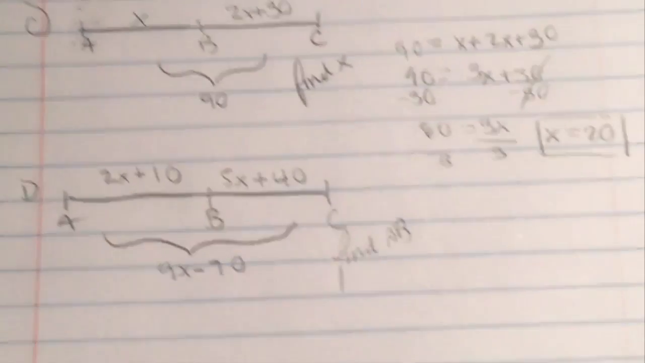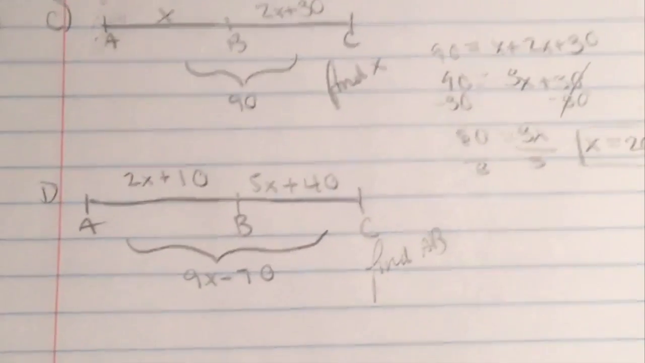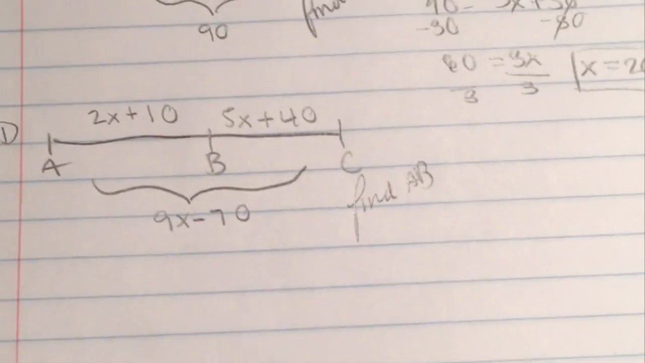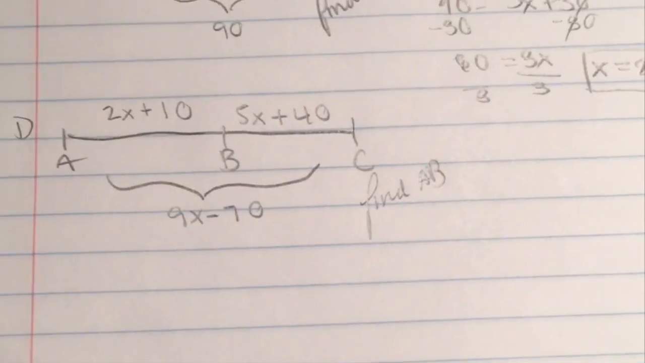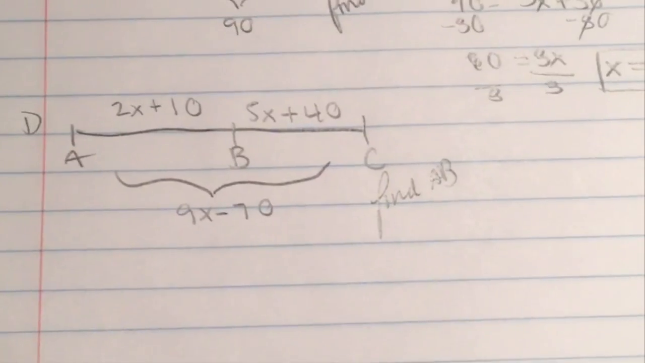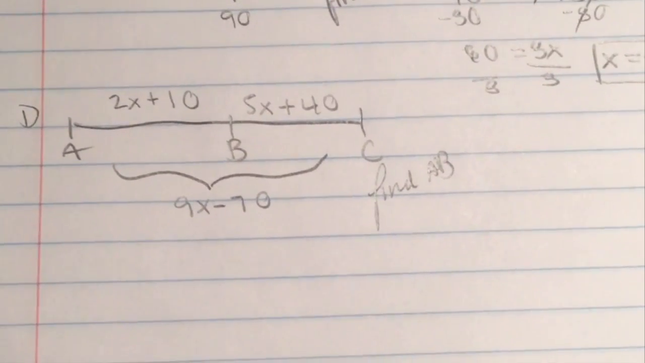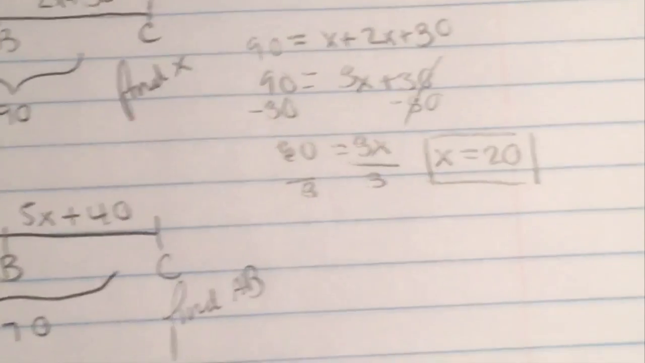Okay, so this is by far the hardest part of the question because there's two steps to this. First, you're going to solve for x, which is by making another equation. Thankfully, we're given all parts of the number line. And then next, we're going to solve for AB by plugging our found value back into 2x plus 10. So setting up the equation first, we know that the total length is 9x minus 70, and then that's equal to 2x plus 10 plus 5x plus 40.